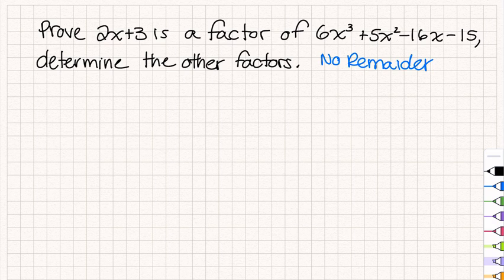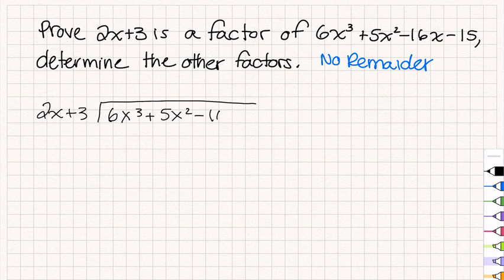If there is no remainder, it's a factor. For this one, I'm going to use long division, but once again, it's up to you what you would like to use. So we have 6x cubed plus 5x squared minus 16x minus 15. Okay, so first thing, we're going to take 6x cubed divided by 2x, and we get 3x squared.